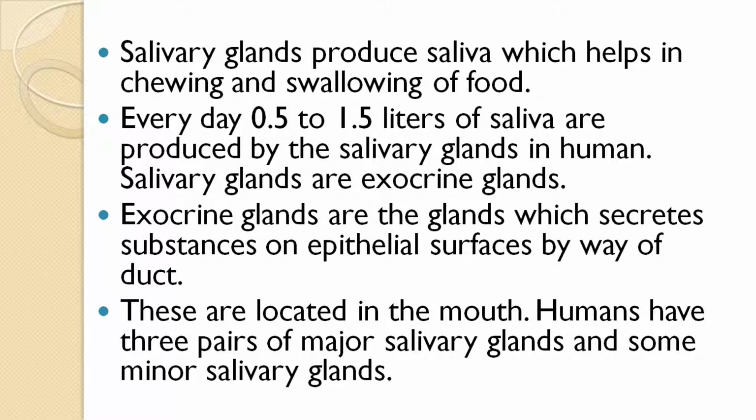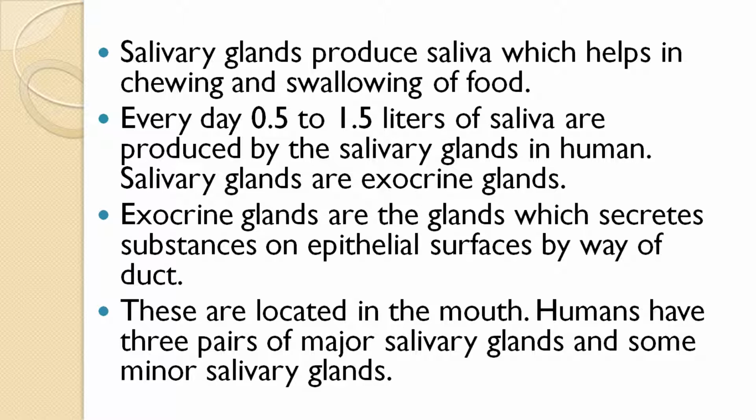Almost half a liter to 1.5 liters of saliva is produced in the human body every day, and these salivary glands are exocrine glands. Exocrine glands are the glands which secrete substances by way of a duct.